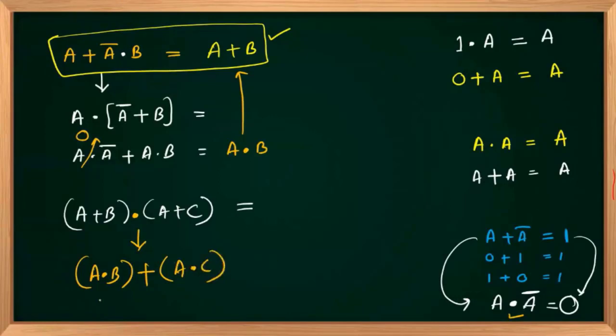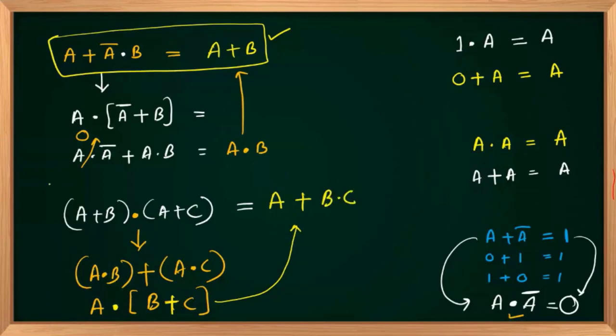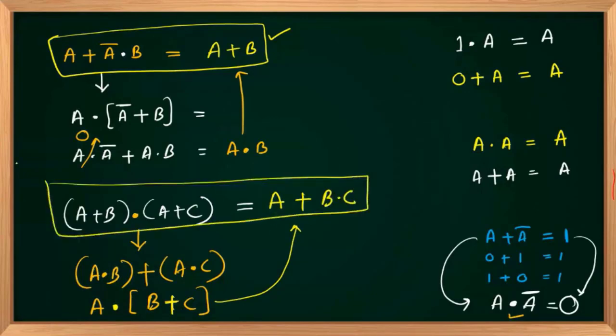So AB plus AC. A is common, so A dot B plus C. The dual expression simplifies to A dot B plus C, right? If you take the dual of this, you will get A dot will become plus, there is a dot here so plus, and B or C will become B dot C. So A plus B dot A plus C is nothing but A plus BC. Or the other way, A plus BC can be expanded as A plus B dot A plus C, or A plus B dot A plus C can be simplified as A plus BC.